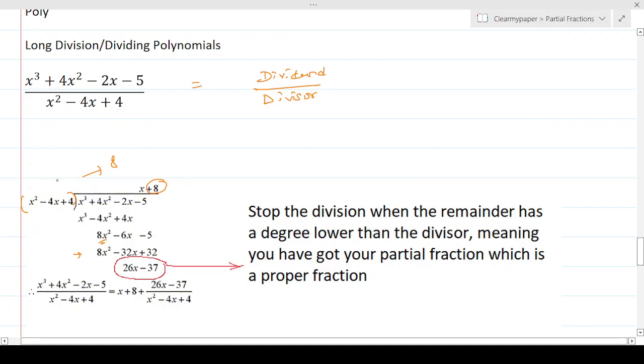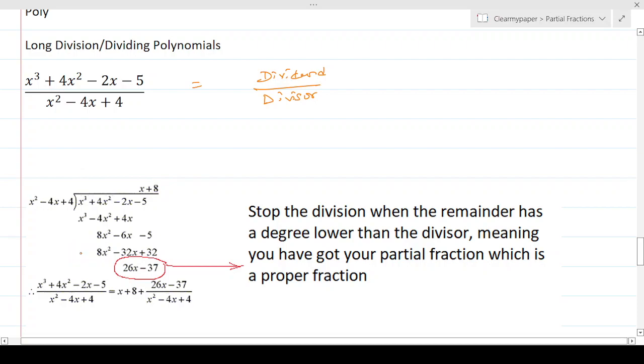Okay, this is what we get. And again, when you subtract this piece from this piece, the 8x square gets cancelled, and then you get 26x minus 37. Okay, that's what you get. So that way you divide the polynomials.